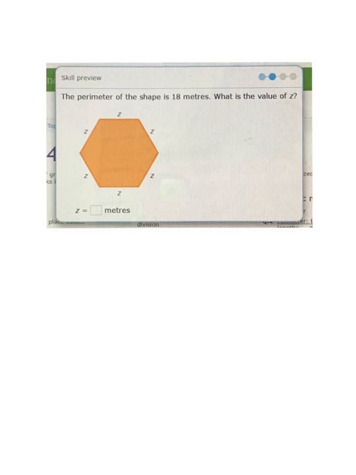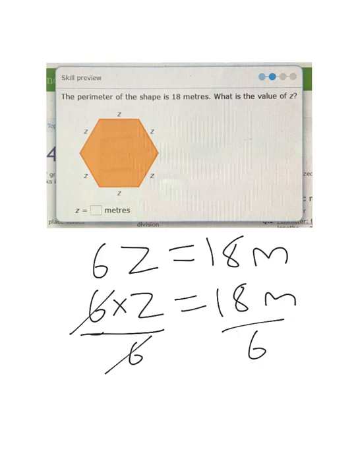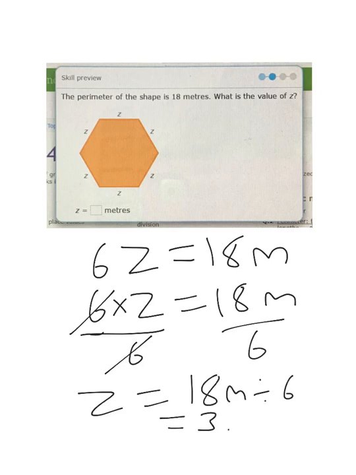So we can say that 6z equals 18 meters. And now I'm using that algebraic thinking again. Okay, I have 6z. Just remember, it means kind of like 6 times z equals 18 meters. I want to get the z by itself, so I'm going to divide this by 6. Divide by 6. That's another way of writing divide. These cancel out. z equals 18 divided by 6, which is 3 meters. Hope that helps. Good luck.